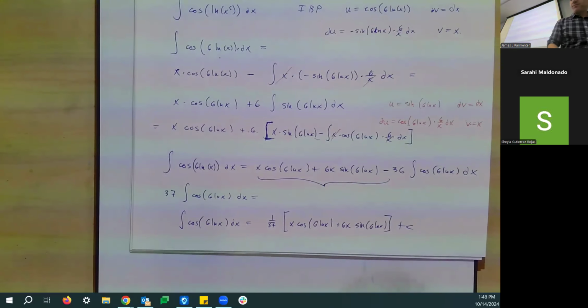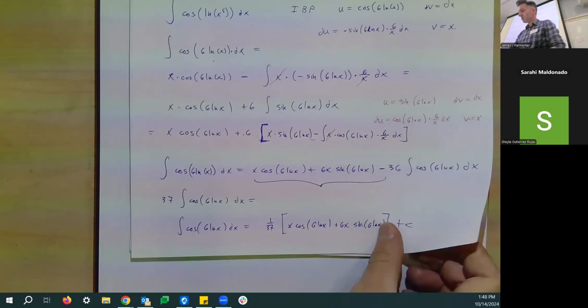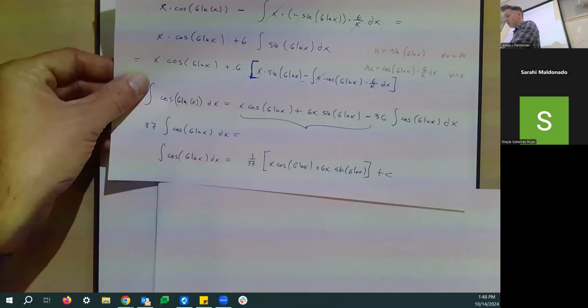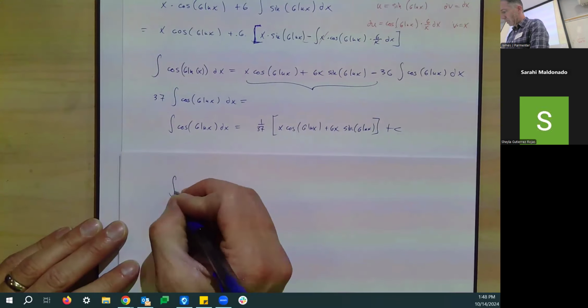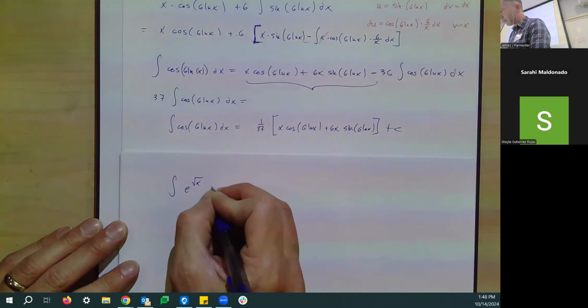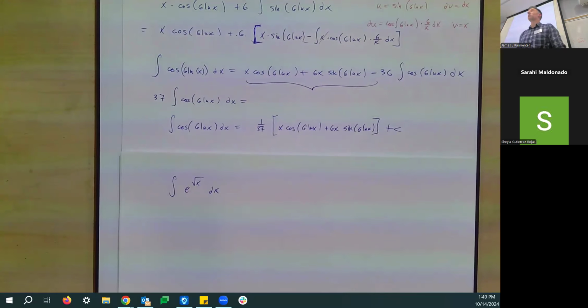So many examples to do. Let's look at another example real quick here. Let's say I want to do the integral of e to the square root of x dx. This is another example where I don't see a lot of choices. I guess I have choices here. I could either do a u sub, letting u equal the square root of x, or I could try integration by parts, letting u equal e to the square root of x and dv being dx.